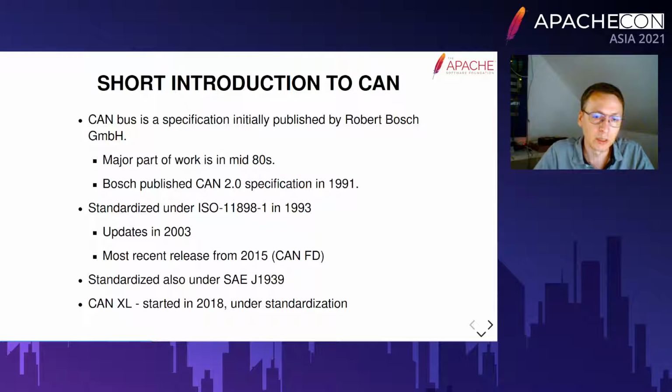and later there was an update and 2.0 release, which was published first in 1991, and became an ISO standard in 1993. The most recent release of CAN is CAN FD, which was introduced in 2015, and this is still CAN, but it changes a lot in terms of how it works. One of the additional parts currently in the works and under standardization is CAN XL, which was first published and officially started in 2018.